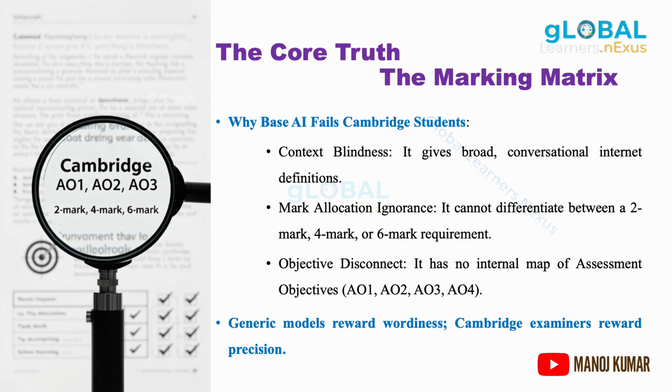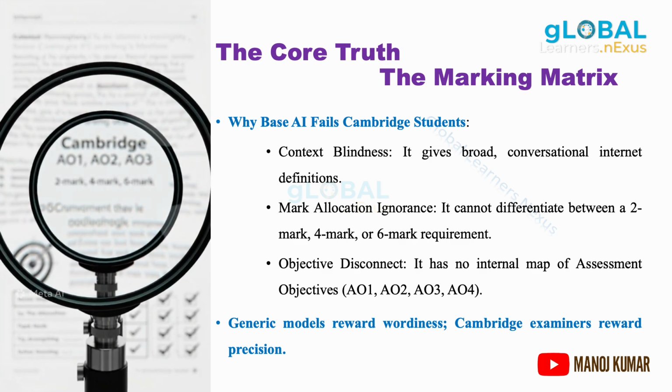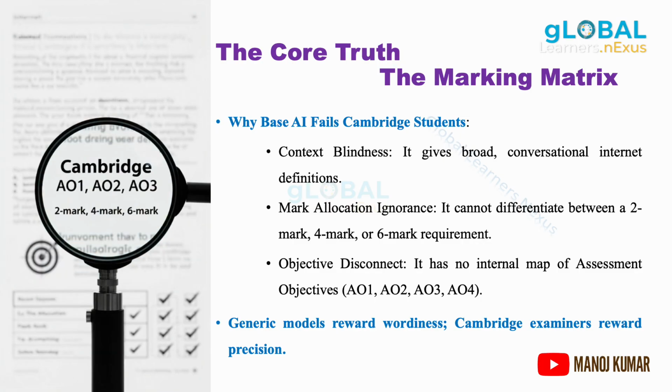Why does base AI fail you? 3 reasons. Context blindness. It gives you broad internet definitions that don't earn marks. Mark allocation ignorance. It can't tell if you've done enough for a 6-marker. And most importantly, it doesn't understand assessment objectives, your AO1, AO2, and AO3. Generic models reward wordiness. Cambridge examiners reward precision.